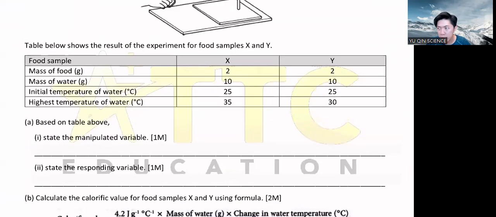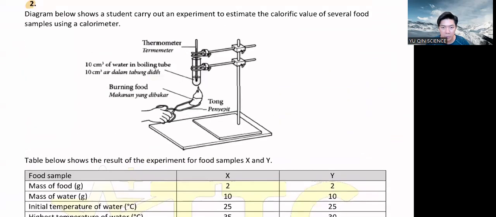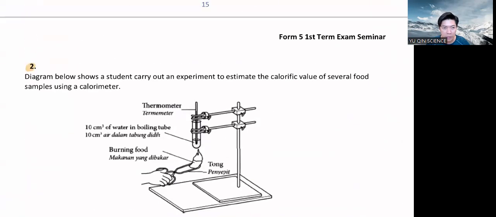This is a question 11 experiment also. It's part of your compulsory experiment, wajib. Okay, so let's see. Diagram below shows a student carrying out an experiment to estimate the calorific value of several foods using the calorimeter.